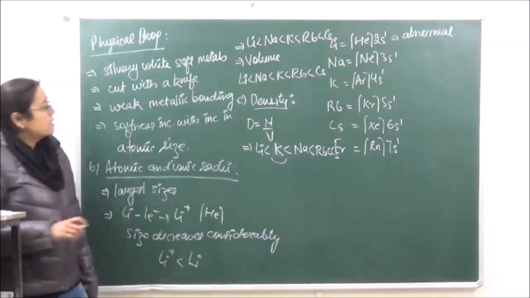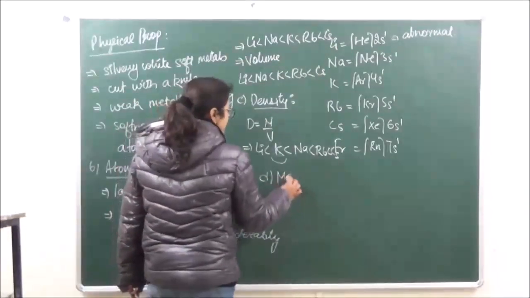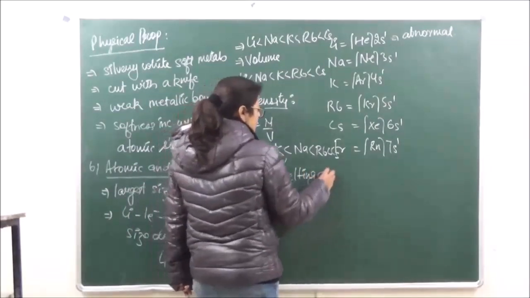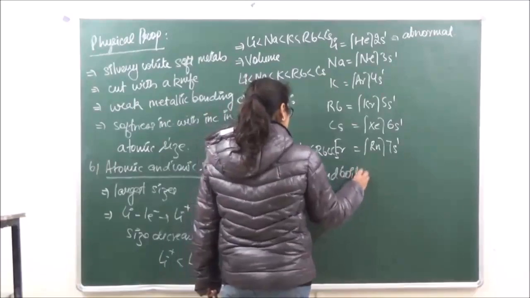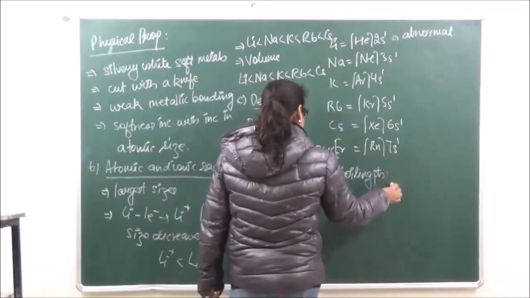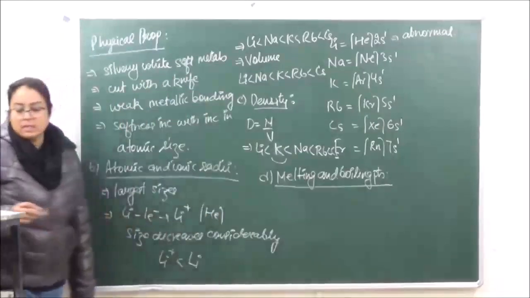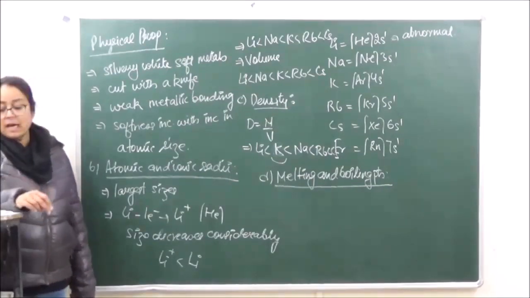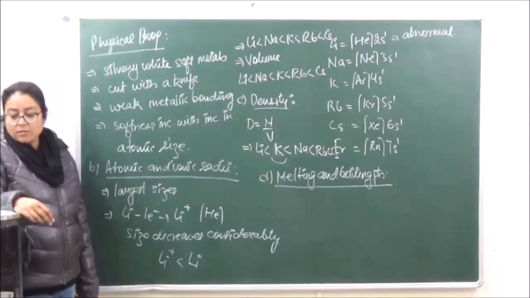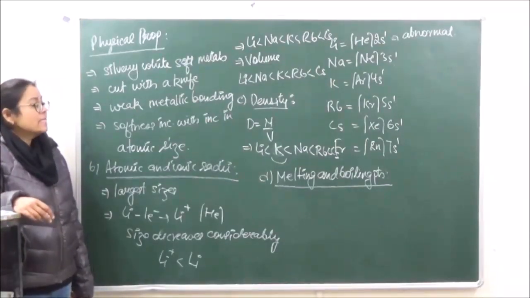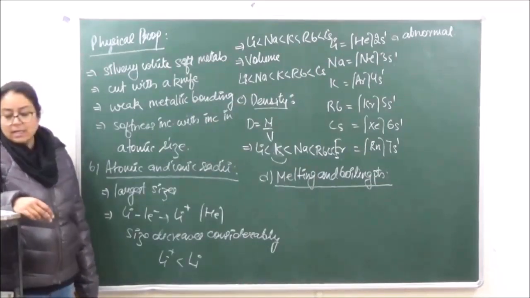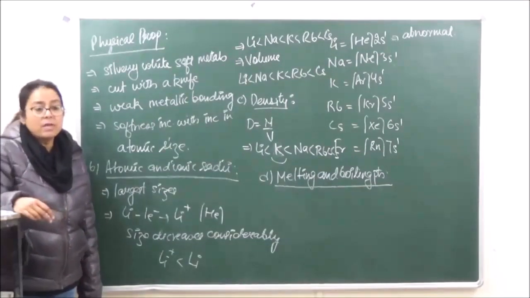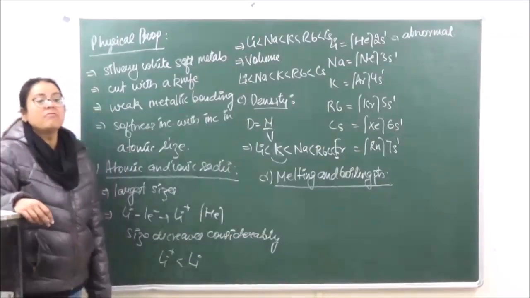Then the next property which we are going to do is melting and boiling points. It is seen that the energy binding the atoms in the crystal lattice is relatively low because of only one electron present in the outermost shell. Therefore, on account of a single electron in the valency shell, as the size keeps on increasing, the melting and boiling points keep on decreasing because the metallic bonding becomes weaker and weaker.